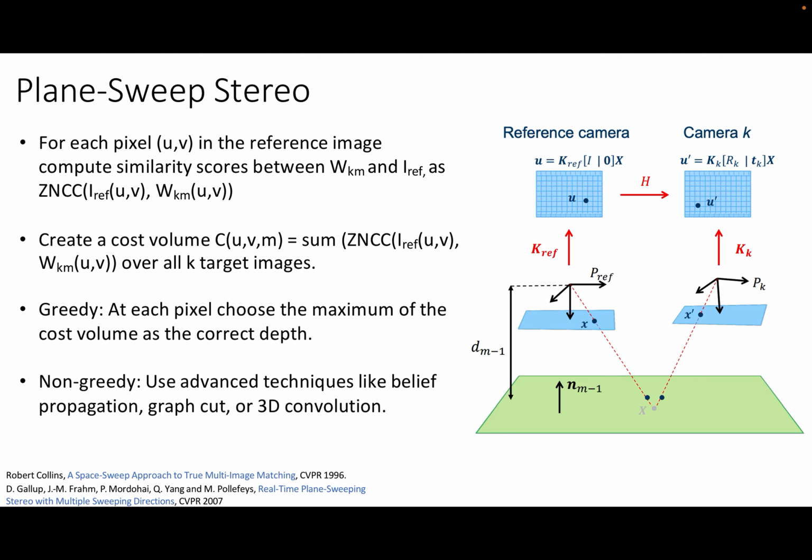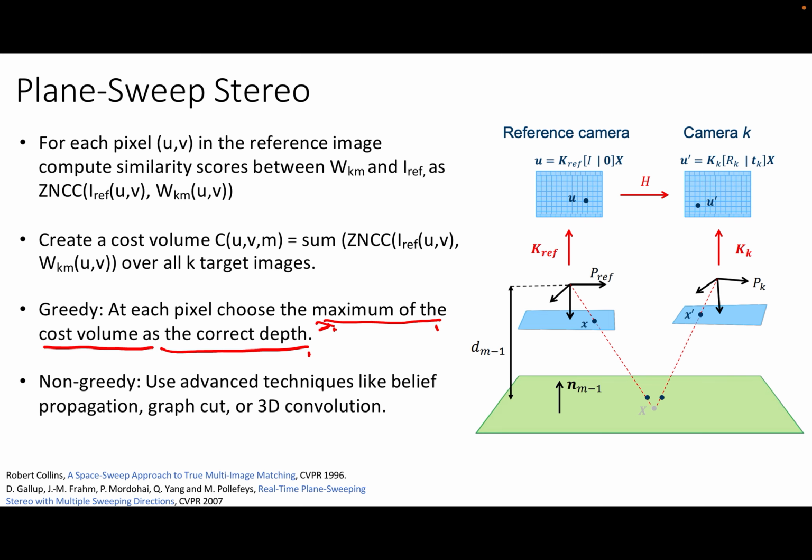Create the cost volume for K target images. The greedy solution to get the depth map is that at each pixel, choose the maximum of the cost volume as the correct depth. That is the greedy approach. I guess you learned greedy algorithms in algorithm class.